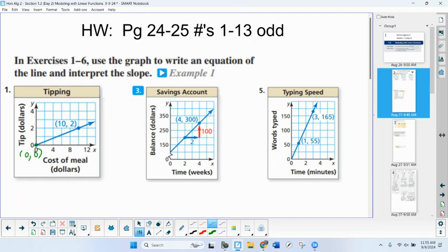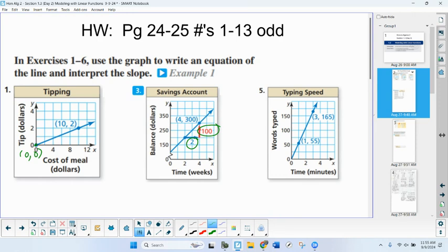Did they tell you the slope? They told you the rise over the what? What's the slope? 50. And then find the y-intercept at 125, and there's your line. And then same thing over here.